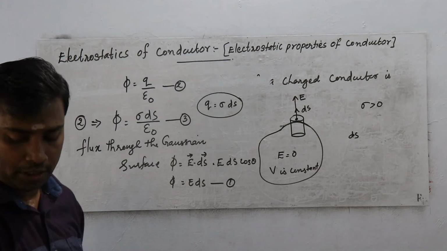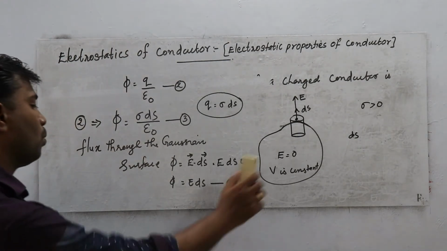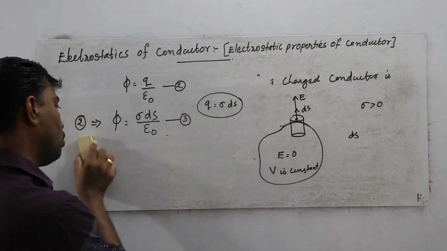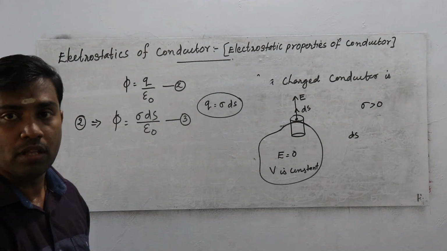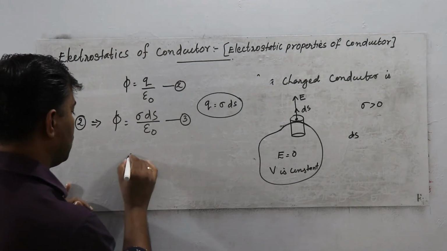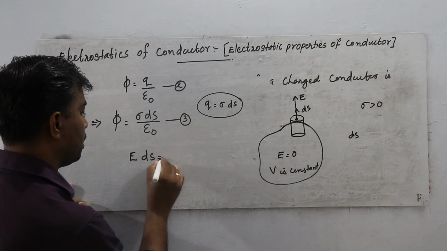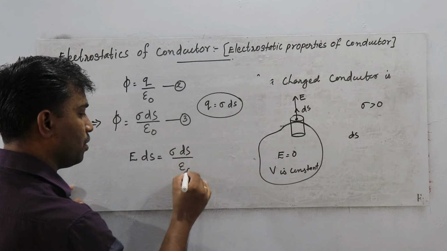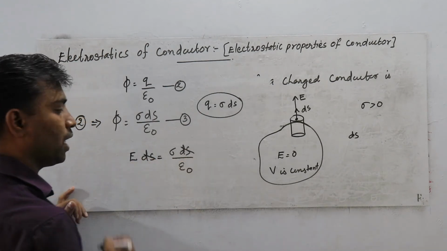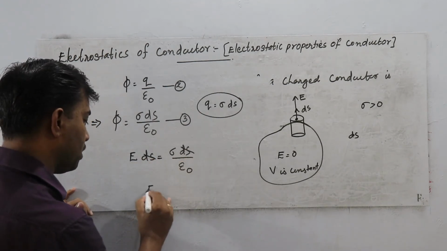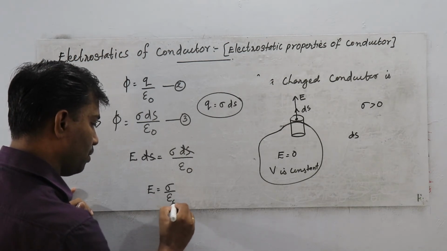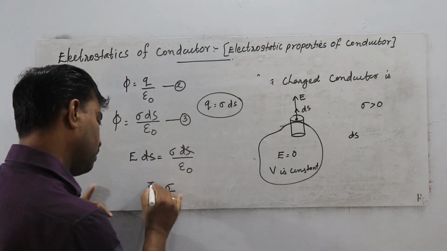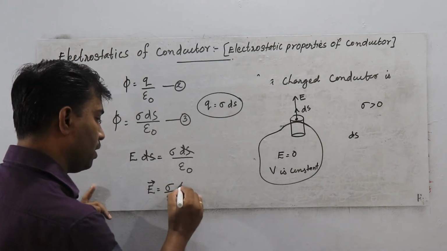That is equation number 3. From equation number 1 and 3, both are giving the flux. So we can write E ds is equal to, that is equation number 1, that is equal to sigma ds by epsilon 0. Here ds we can cancel, then we can write E is equal to sigma by epsilon 0. In vector we can write E vector is equal to sigma by epsilon 0 n cap.